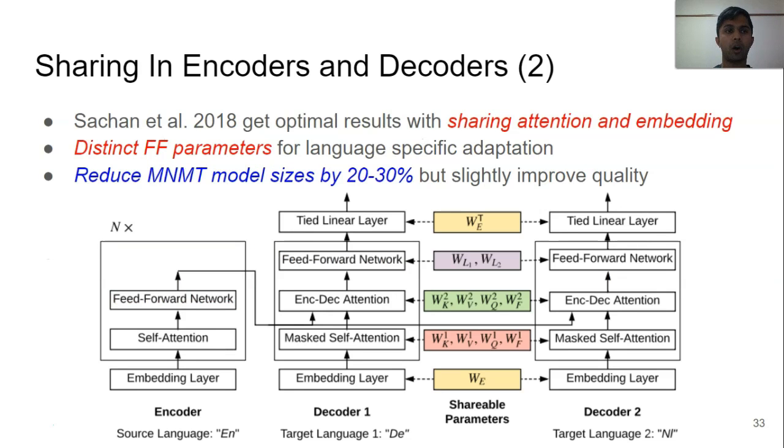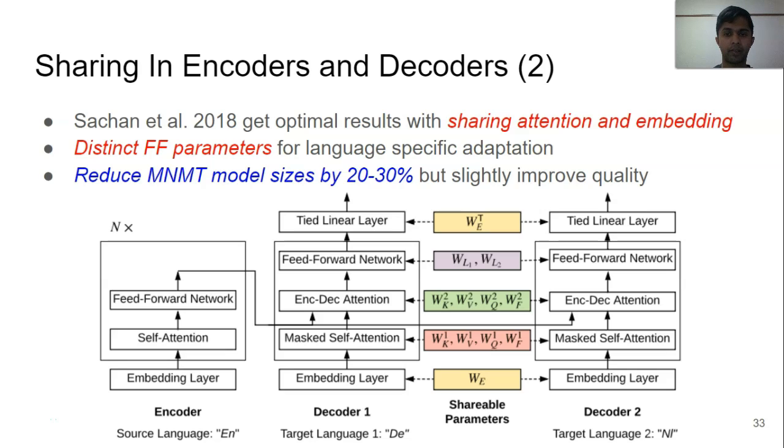I want to focus on a work by Sachan et al. in 2018, who did an empirical study of what components in the decoder can be shared in order to get the best possible translation quality. So if you look at the figure below, for English to multiple target translation, there is of course a shared encoder for English regardless of the number of target languages.